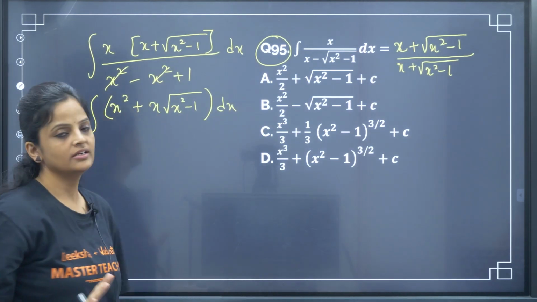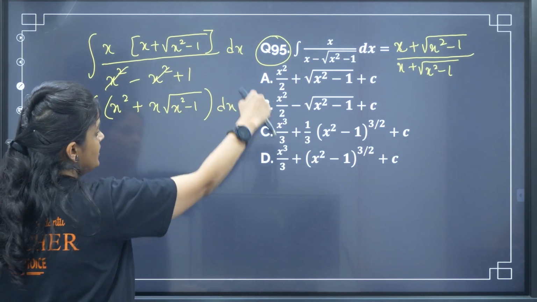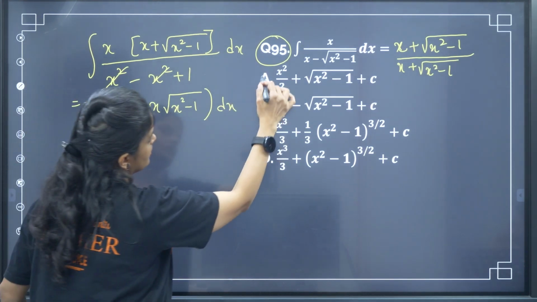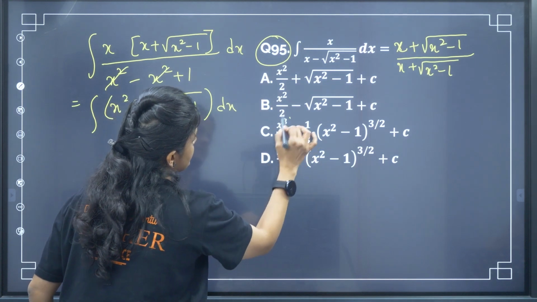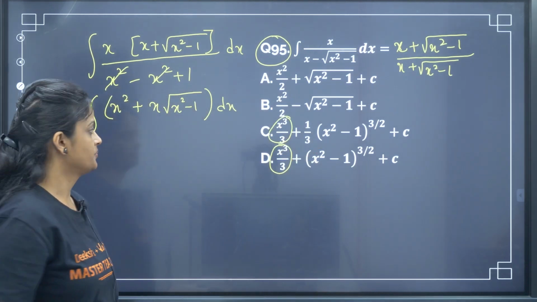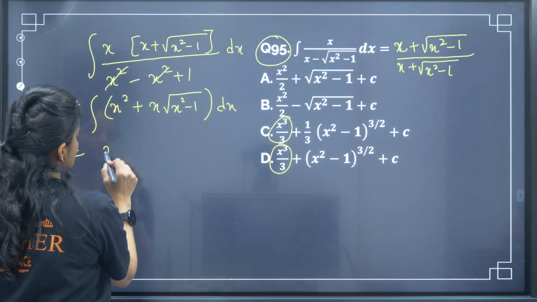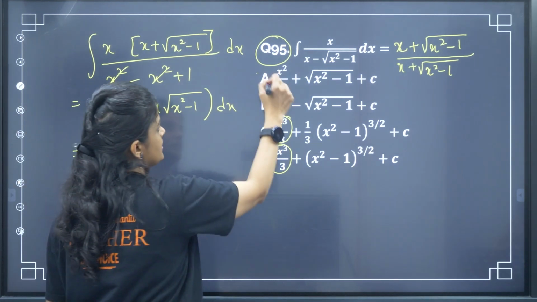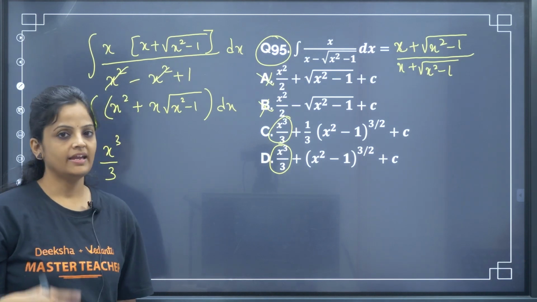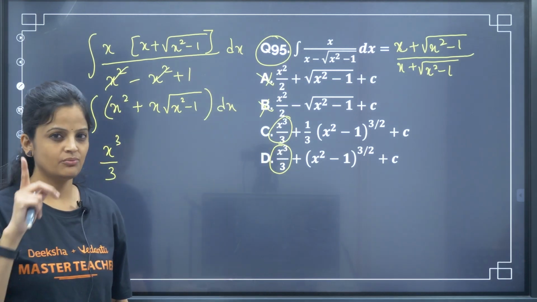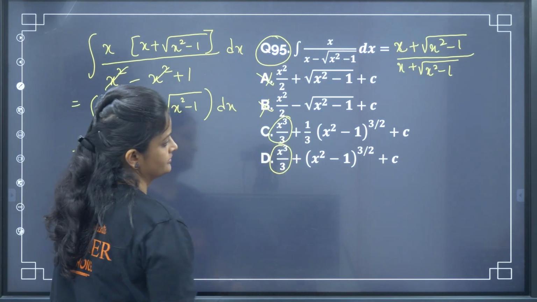I need to integrate this. See, in all the options we have, these two options you leave. In these two options, C and D, already you have the first term, right? Integration of x square is giving you x cube by 3. So this is eliminating two options, A and B. So rule out A and B and think about C and D. One of that is the answer, correct?